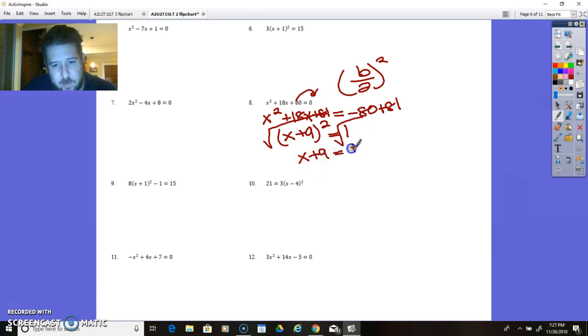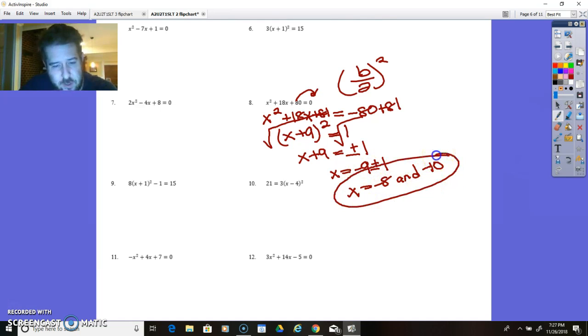X plus 9 equals both positive and -1. Move the 9 to the other side and solve it twice. -9 plus 1 is -8, and -9 minus 1 is -10. There's your two solutions.